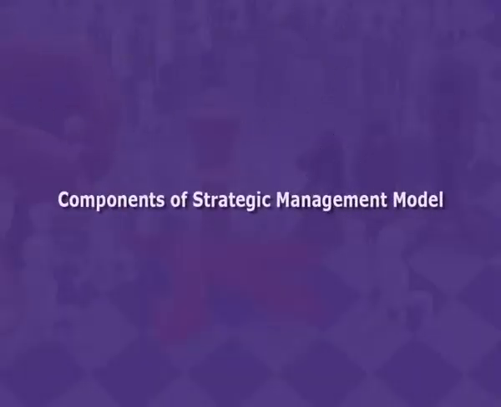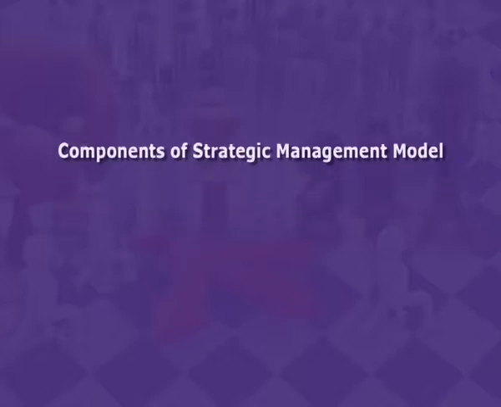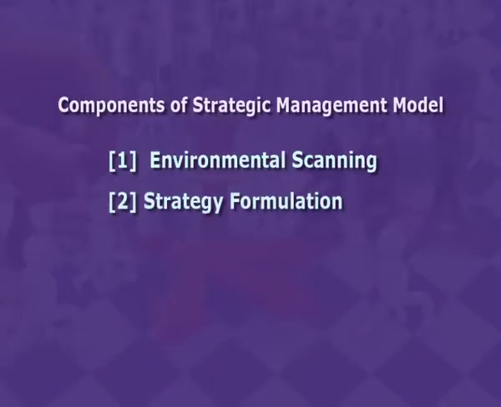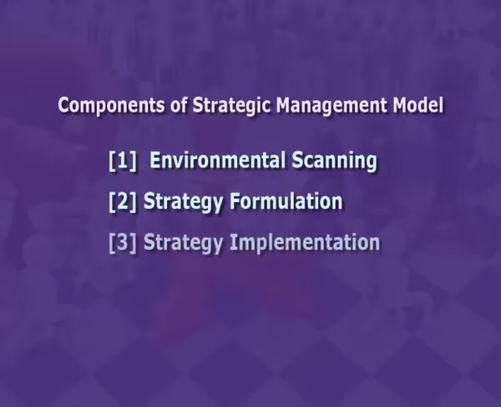Now friends, let's discuss components of strategic management model. There are 4 components of strategic management model. Environmental scanning. It refers to a process of collecting, scrutinizing, and providing information for strategic purposes. Strategy formulation. After environmental scanning, managers formulate corporate, business, and functional strategies. Strategy implementation. It includes designing the structure of an organization, resources distribution, developing decision-making process, and managing human resources.